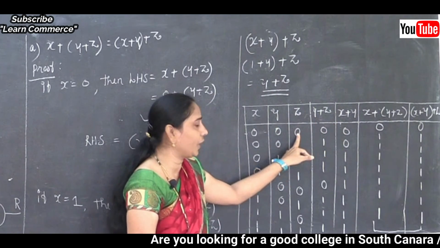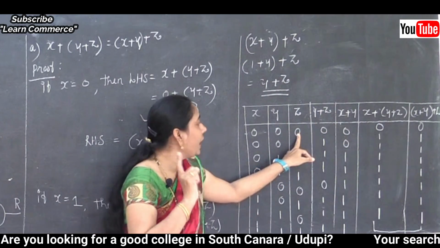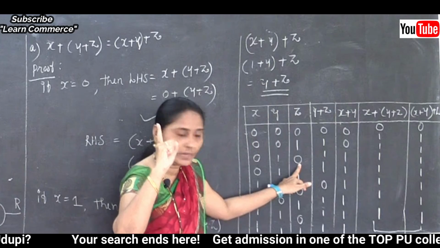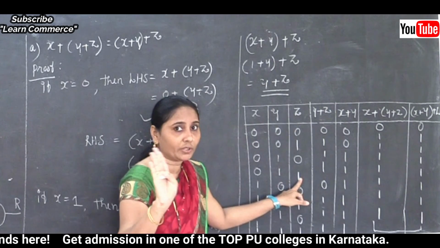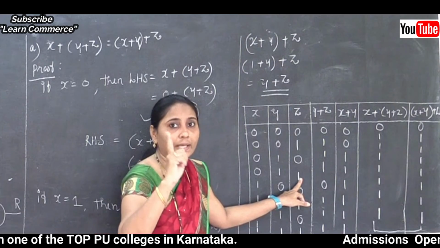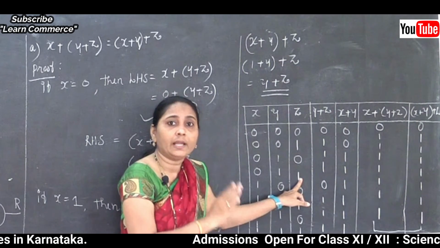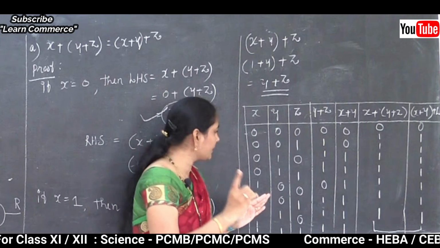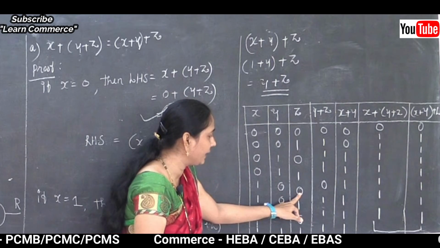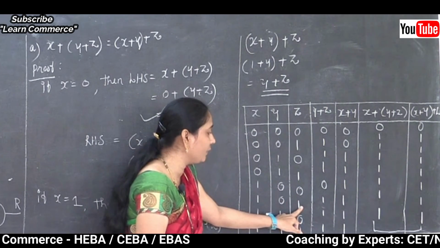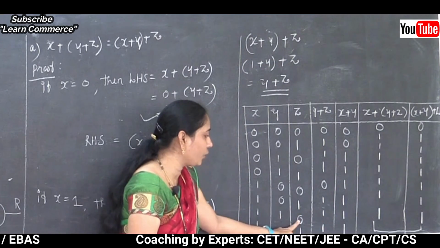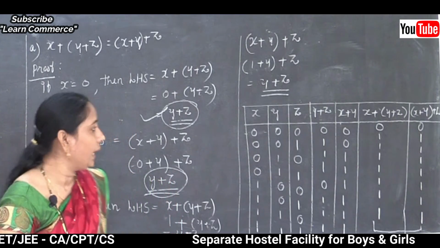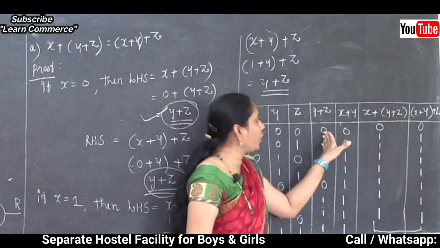So 0 plus 0, the value is 0, and 0 plus 1, the value is 1. 1 plus 0, the value is 1. 1 plus 1, the value is not 2, the value is equal to 1 only. Remember it, it's Boolean algebra. We need to give the value either 0 or 1. Clear this point? And later 0 plus 0 gives 0, and 0 plus 1, the value is 1 here. 1 plus 0, the value is 1, and when you add 1 plus 1, the value is 1 only. That means we got the answer for the column y plus z.